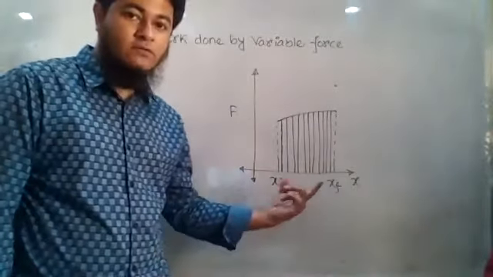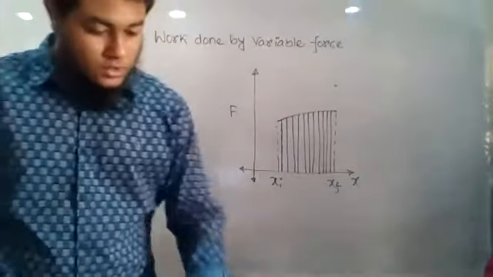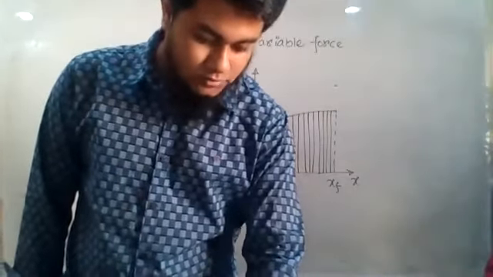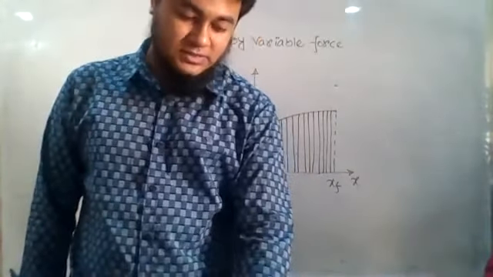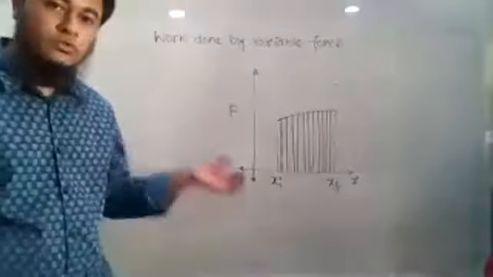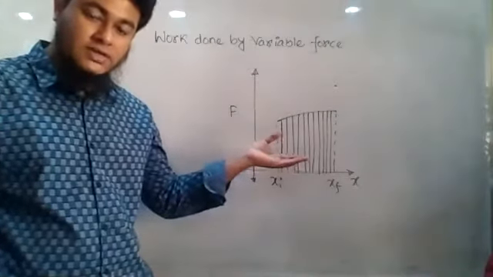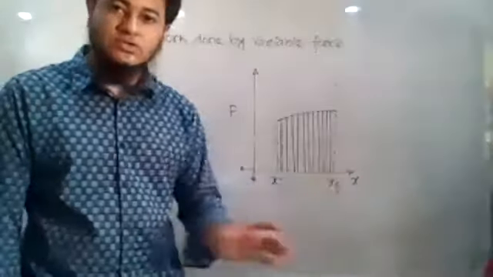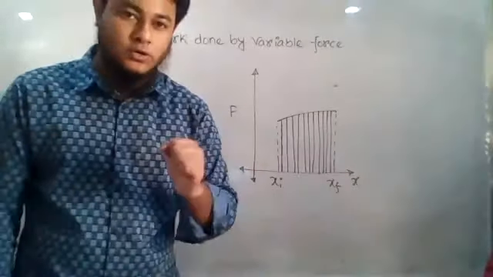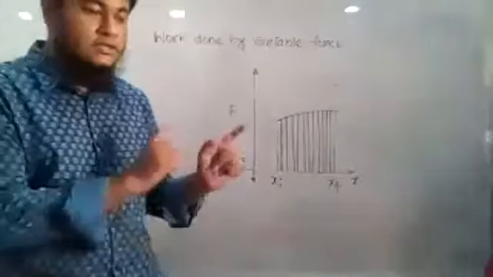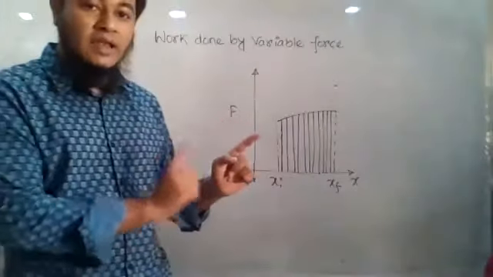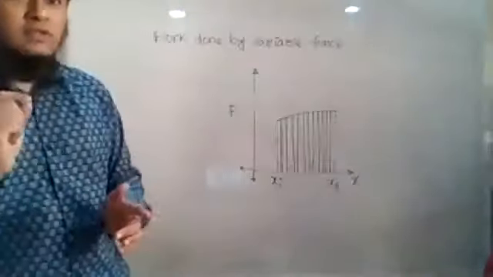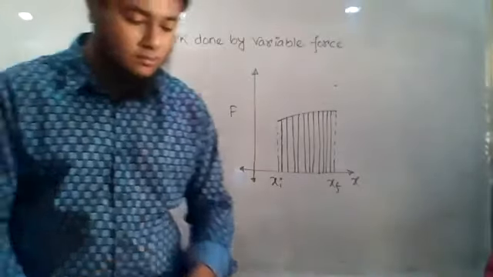As you can see, I have already drawn a graph here. Let the object move along the x-axis under the influence of this force. So we are applying the force in the x direction, and the displacement is also taking place in the same direction. So we can say that we are doing some work, as there is some displacement along the direction of the force under the influence of the force we are applying.